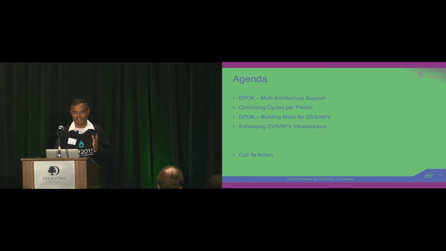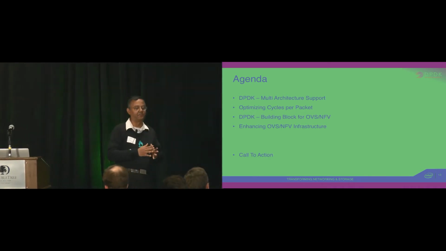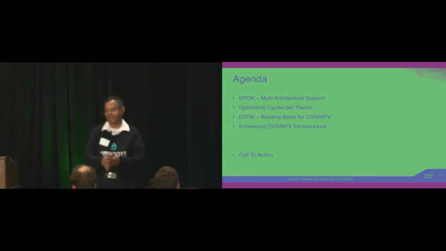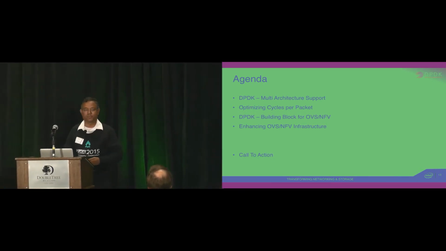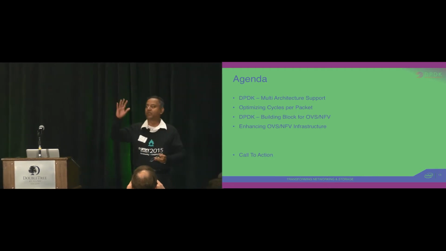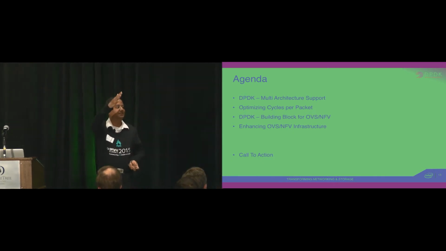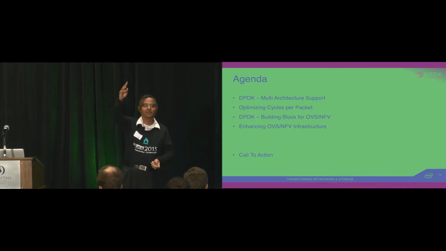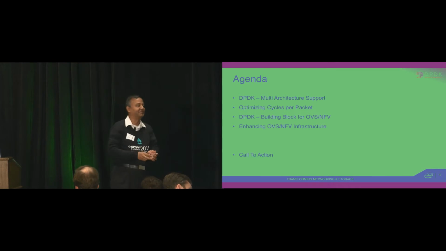The first thing is we are entering the world of NFV with DPDK. If you want to paint the NFV world with DPDK, does DPDK support many architectures or only one architecture? How many people know that DPDK supports more than one architecture? Can you just yell out a number? How many architectures does it support? 2, 4, 5. Okay, can you tell the names? What are the names?